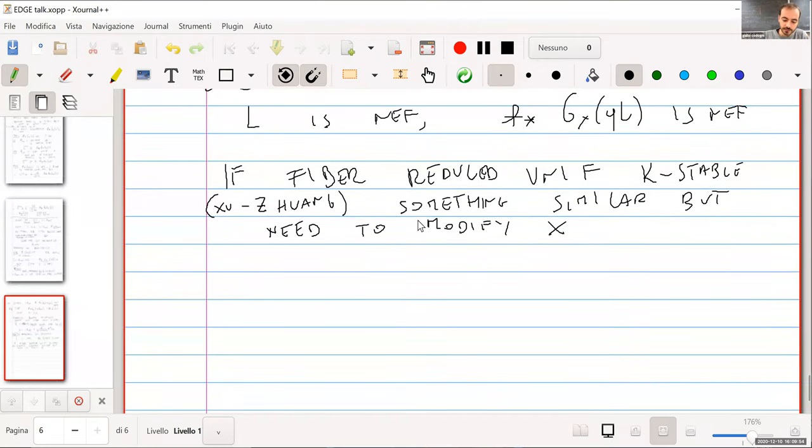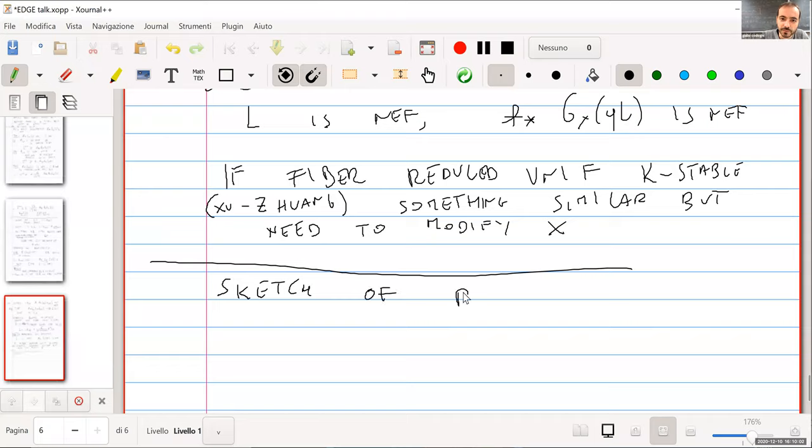Okay, cool. Last part, a sketch of the proof. Any questions so far? I'll take my time and wait if there are some questions.